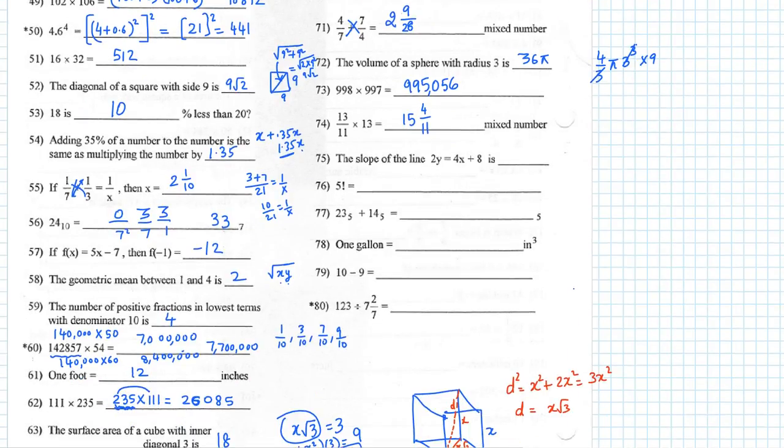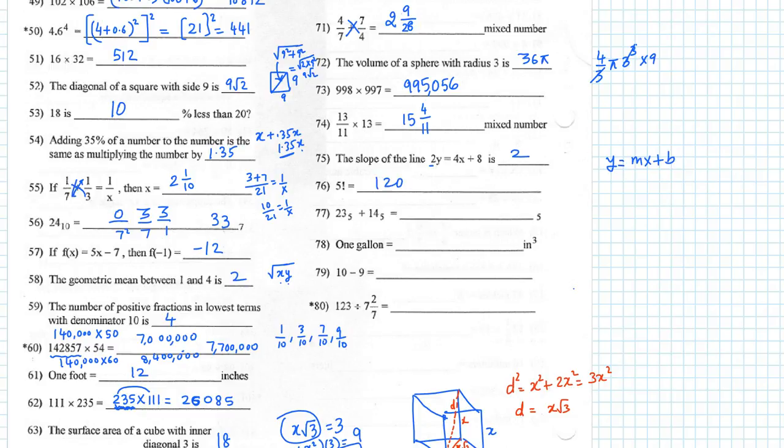Question 75. What is the slope of this line? So we know that the standard equation of the line is y is equal to mx plus b, and you see the coefficient of y over here is 2. So we need to divide both sides by 2. So in this case we get y is equal to 2x plus 4. So the slope is 2. 5 factorial is simply 120.